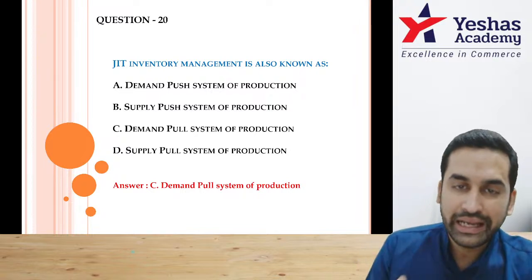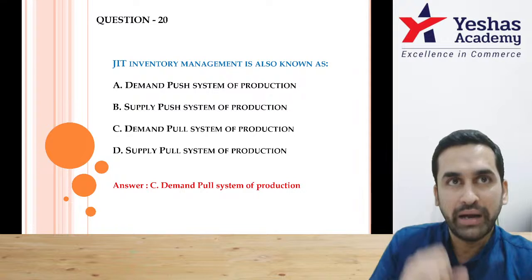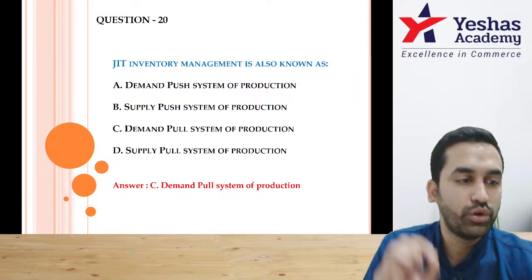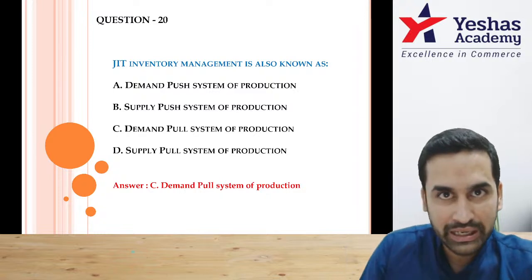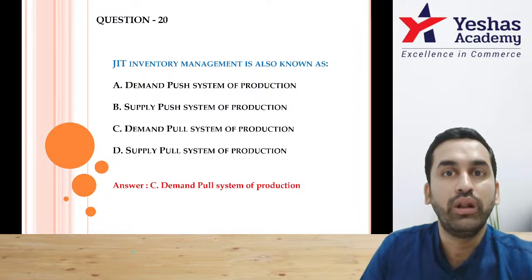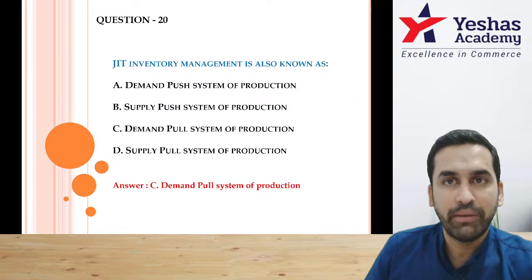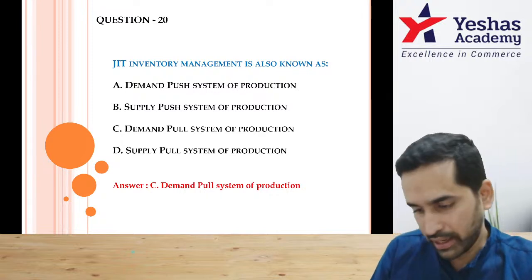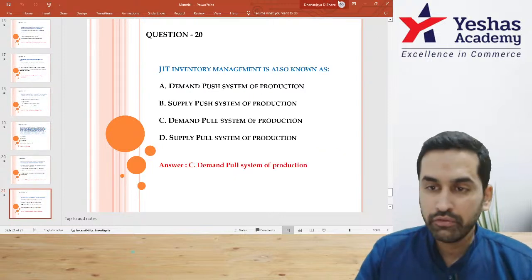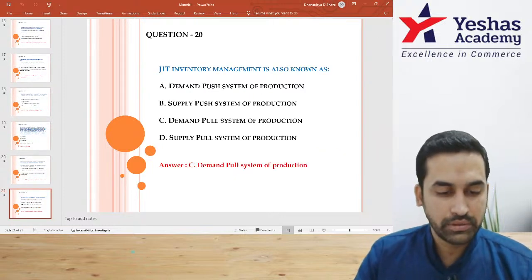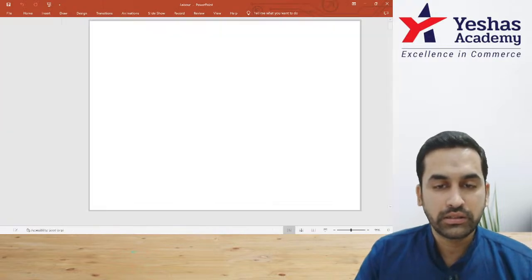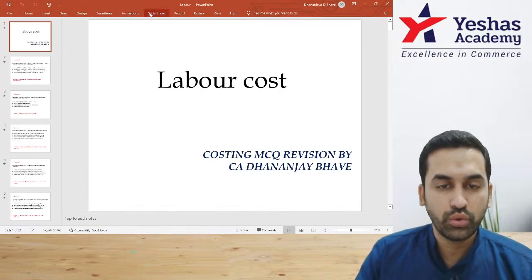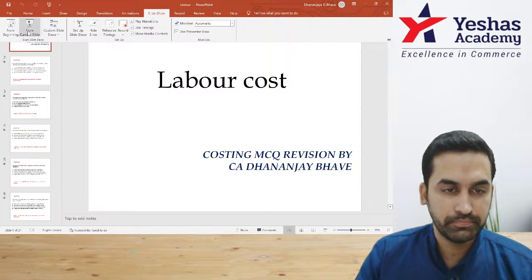Therefore, in JIT, what happens? You will buy raw material only when you know you will be using it immediately. That means it is based on requirement. It's a demand pull. I need, I have a demand, let me buy. Correct? Perfect. With that, we have completed about 20 MCQs from the material topic. Let's now move on to the labor chapter.